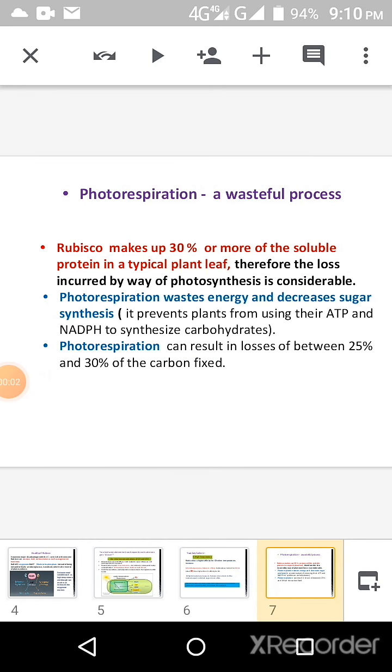Photorespiration, which is the outcome of the oxygenase action of Rubisco, is a wasteful process. Rubisco makes up 30% or more of the soluble protein in a typical plant leaf cell. Therefore, the loss incurred by way of photorespiration is considerable. Photorespiration wastes energy and decreases sugar synthesis. It can result in losses of between 25 and 30% of the carbon fixed.